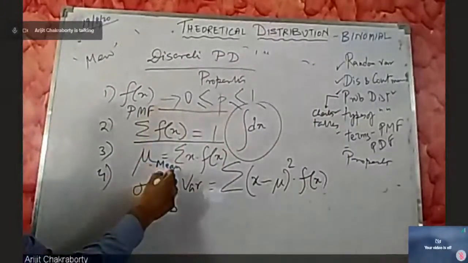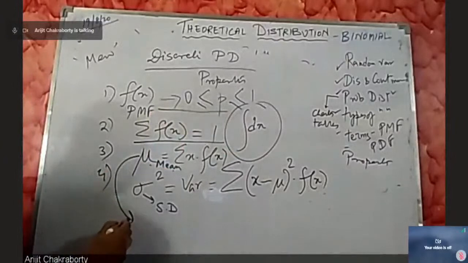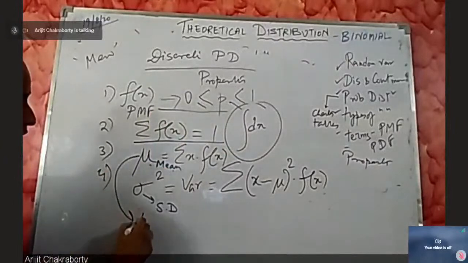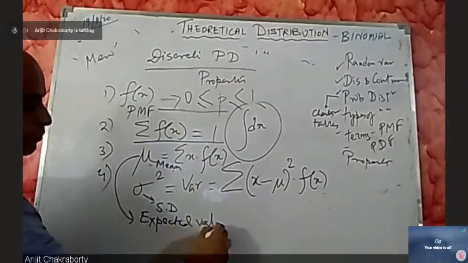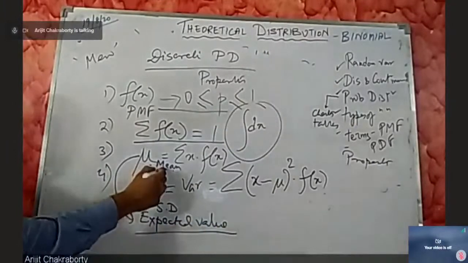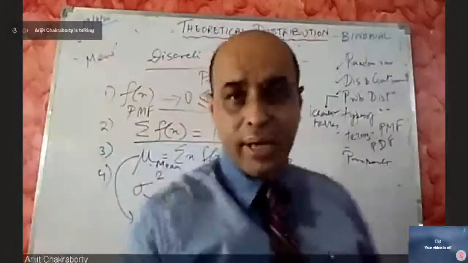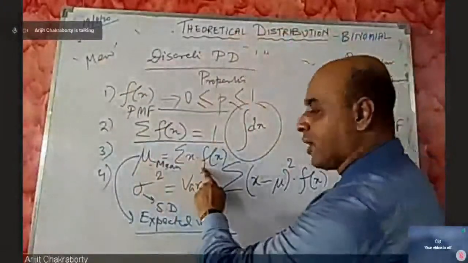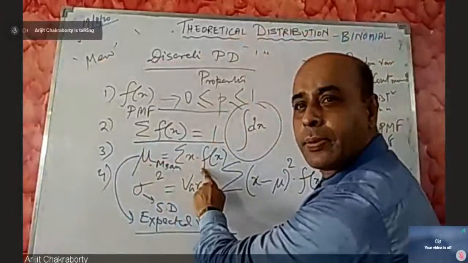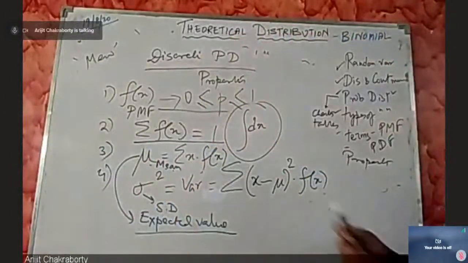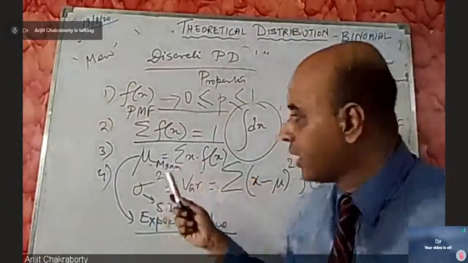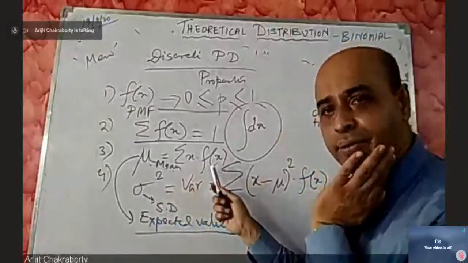The third is mu. Mu you can also call the expected value, or the mean. This is equal to sigma x into f(x), where f(x) is the probability mass function and x is nothing but the value. So we have the multiplication of x and f(x).